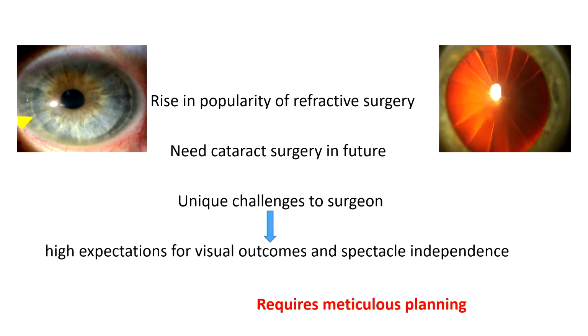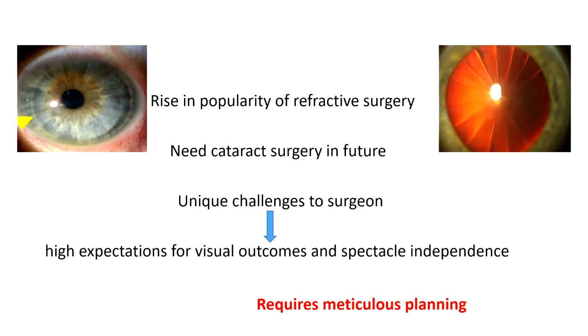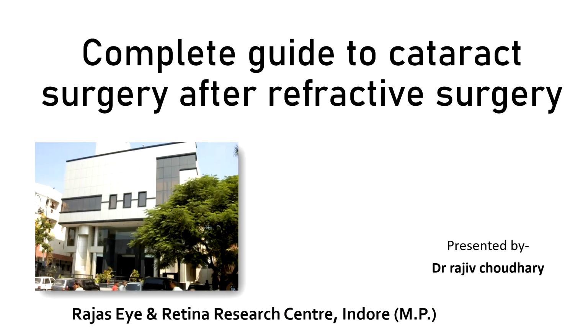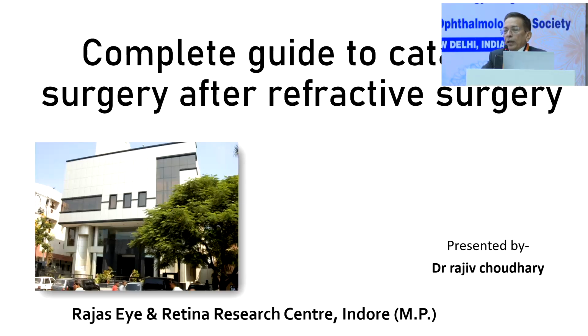From the start of the session, you've seen good videos of complicated, subluxated, hypermature cataracts. This is more of a theoretical topic. It's a complete guide to cataract surgery after refractive surgery. Meaning we are facing patients with prior LASIK and all that, coming for cataract surgery. What options do we have?